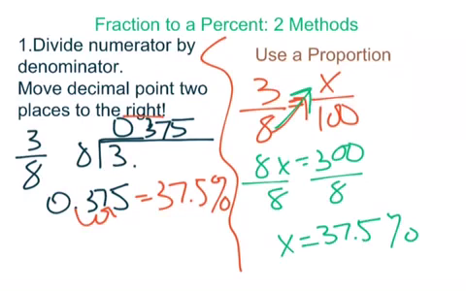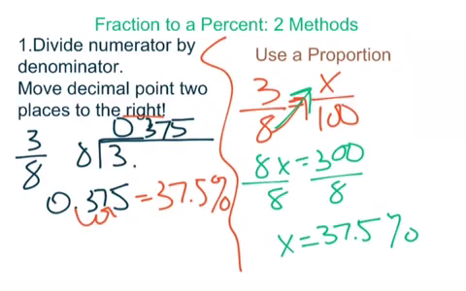Now, if you use the proportion method, the one good thing about that is that you don't have to then move the decimal point over 2 spots. Since you already set it up in a proportion, you automatically get to your answer versus having to deal with moving that decimal point again. So it's just kind of whichever one that you prefer.